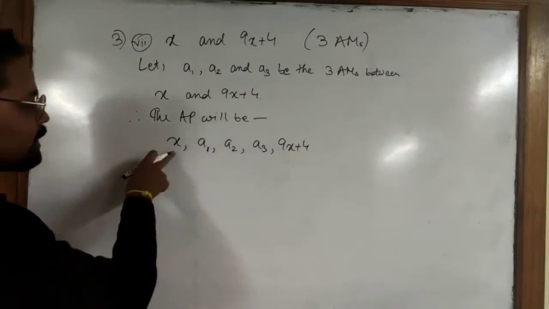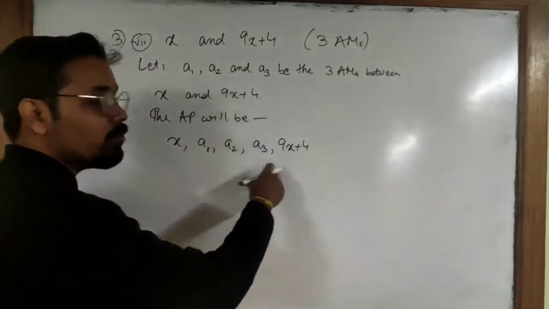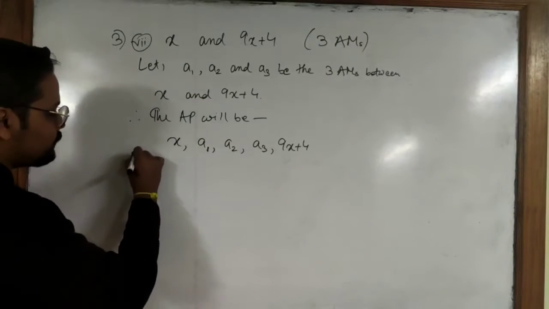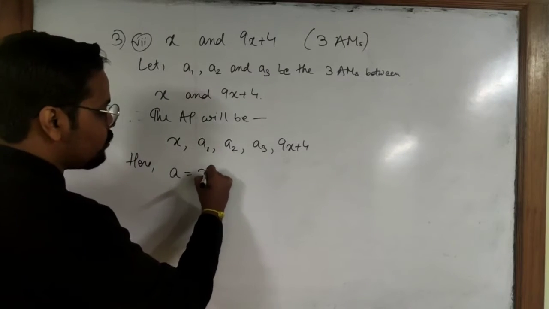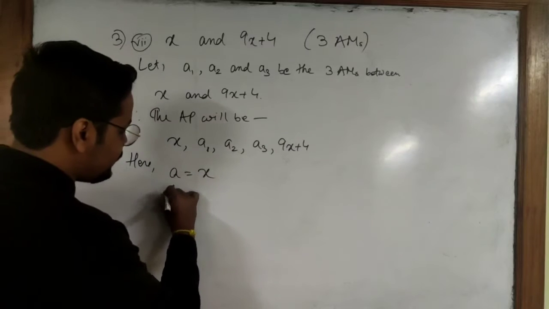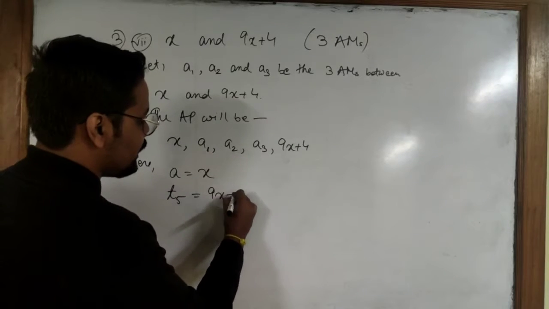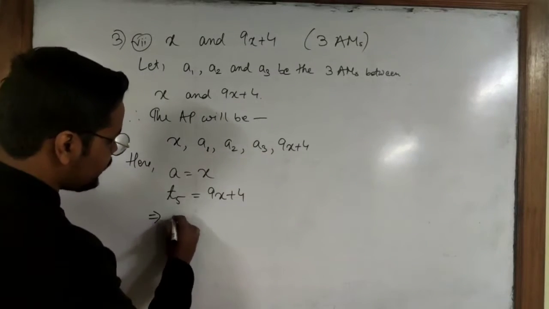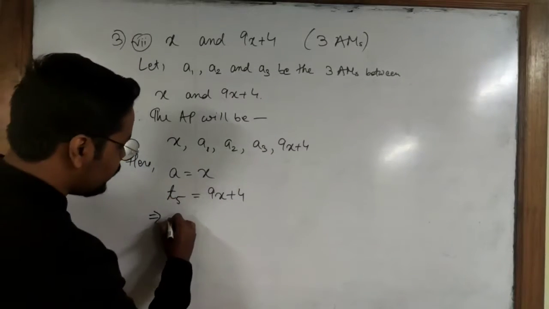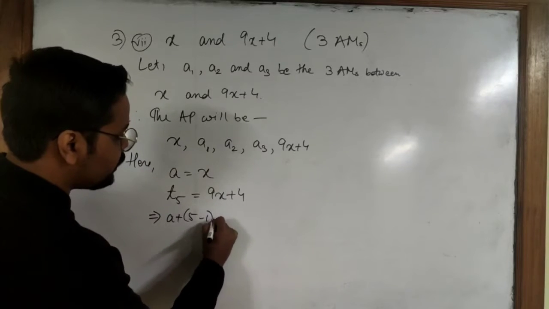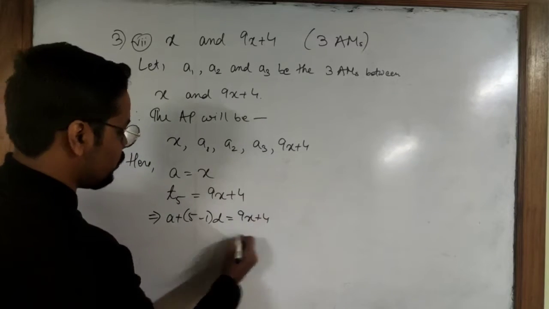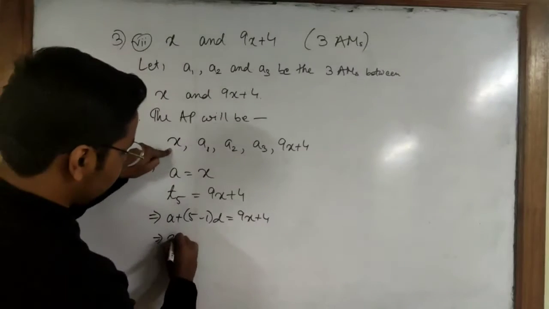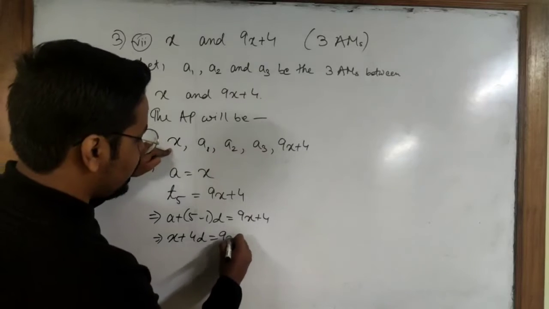So now this becomes the first term, and what is the value of this term? First, second, third, fourth, fifth term. So here a is equal to x and the fifth term T5 is equal to 9x plus 4. So what we can do here is write the formula a plus (n minus 1) into d. So it will be a plus (5 minus 1) into d equal to 9x plus 4. What is the first term here? First term is x. So it is x plus 4d equal to 9x plus 4.